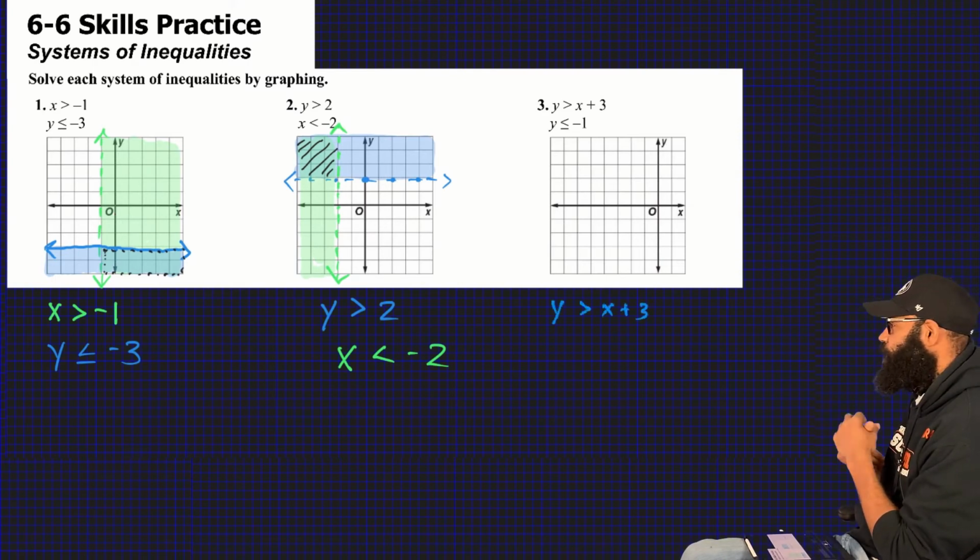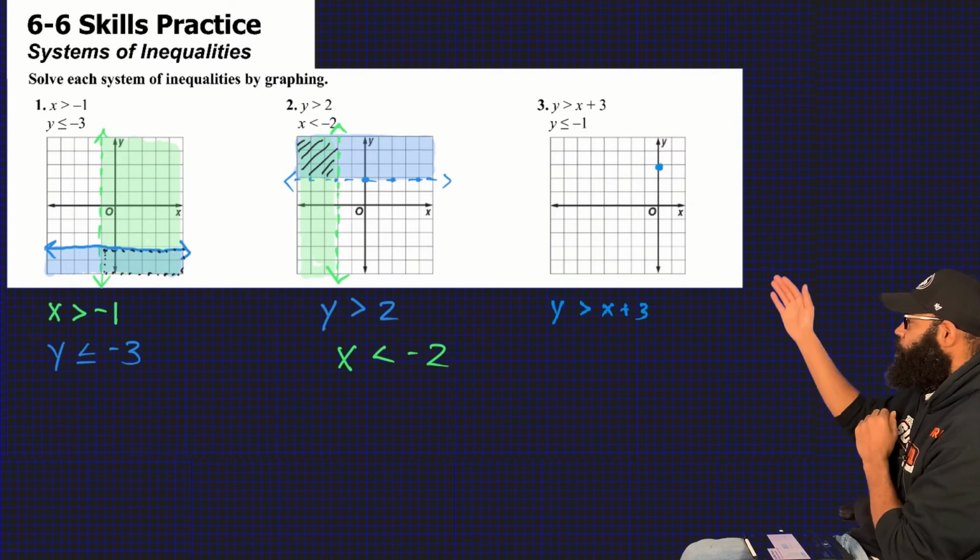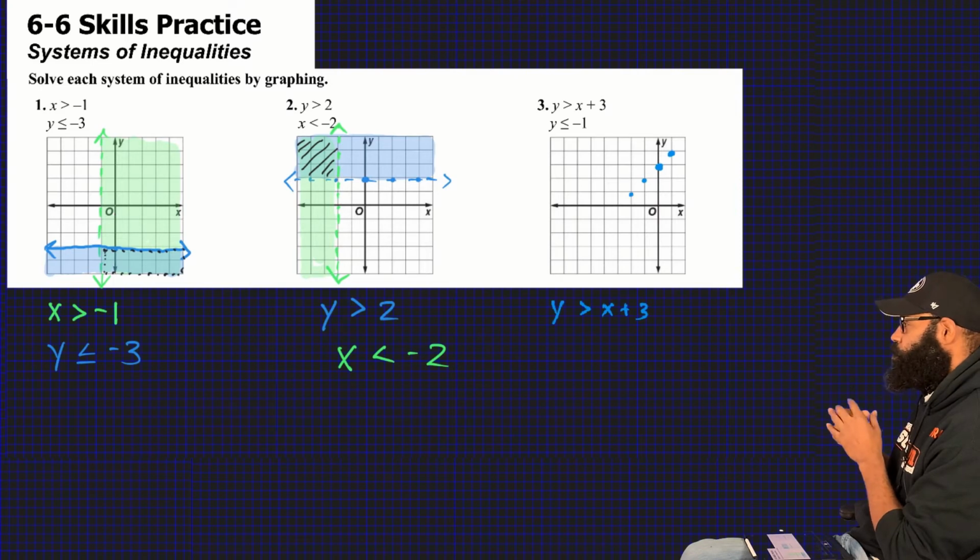Next one, finally I have slope-intercept form. Y is greater than x plus 3. Or in other words, y will be equal to x plus 3.